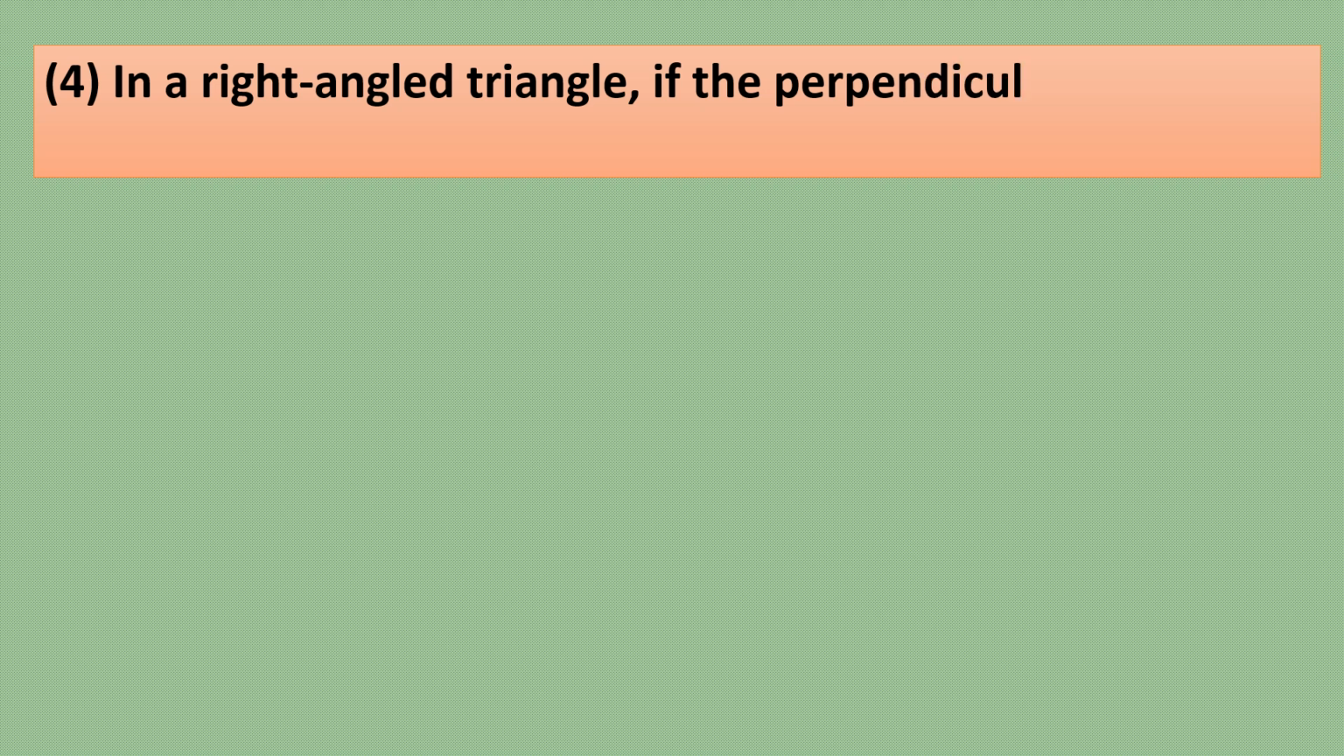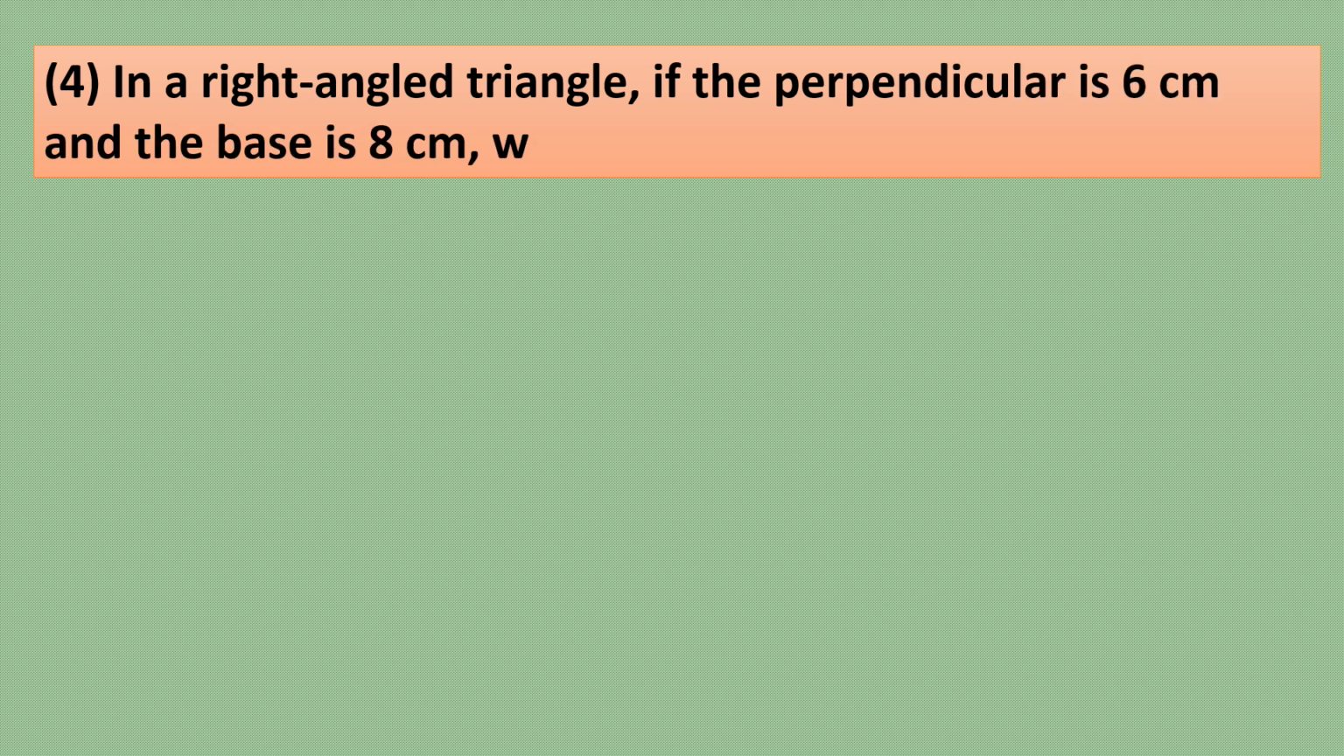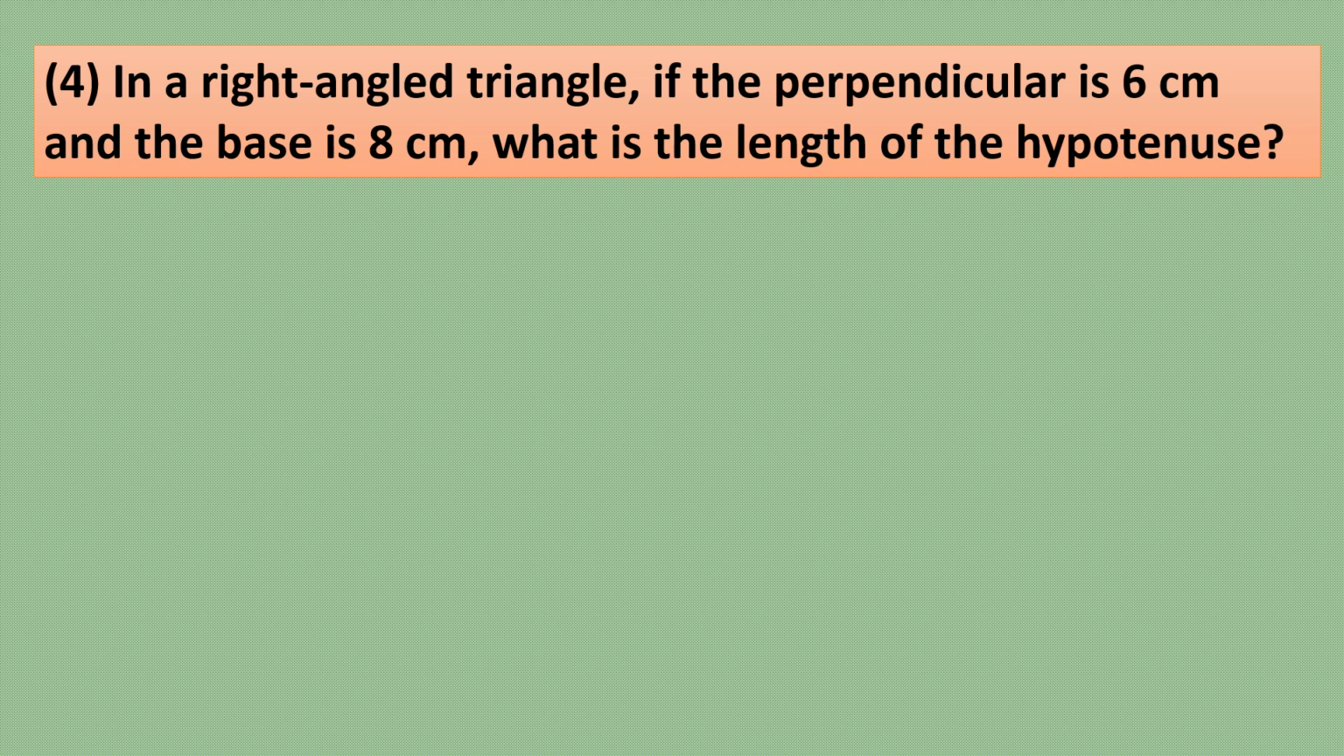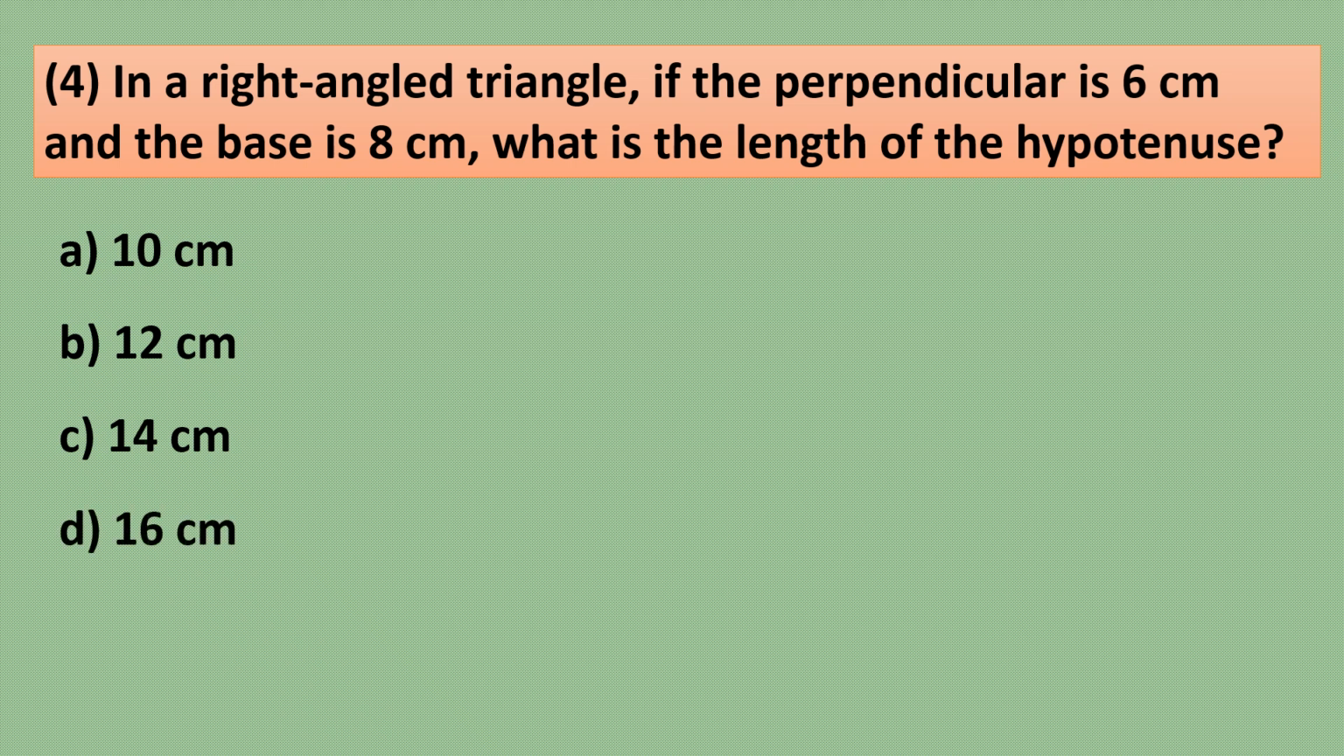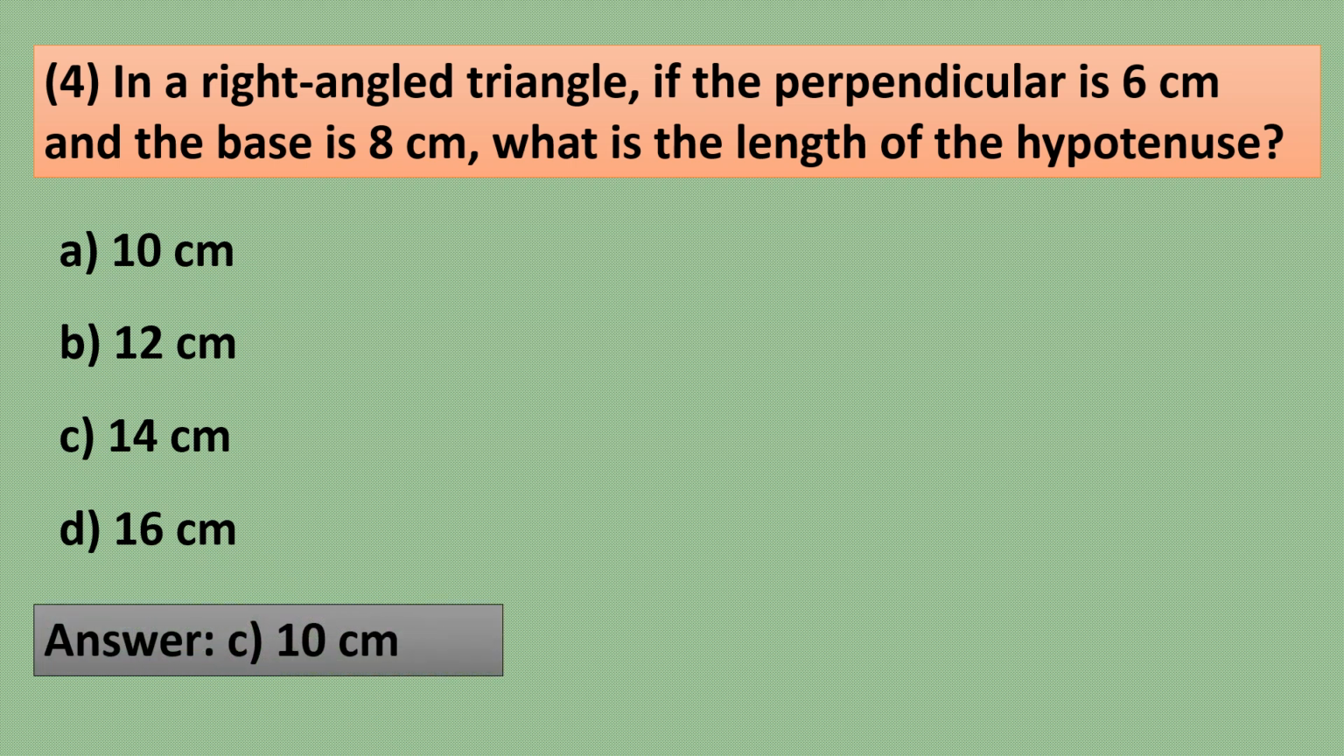Question number 4. In a right angle triangle, if the perpendicular is 6 centimeter and the base is 8 centimeter, what is the length of the hypotenuse? A. 10 centimeter, B. 12 centimeter, C. 14 centimeter, D. 16 centimeter. And the answer is 10 centimeter.